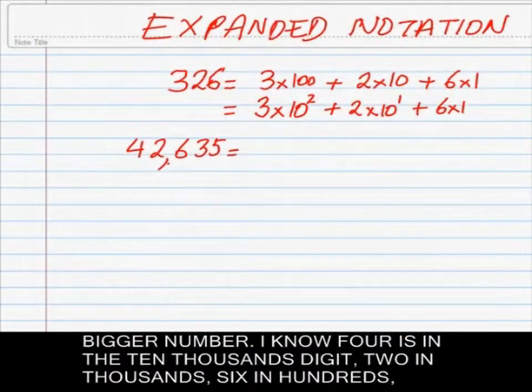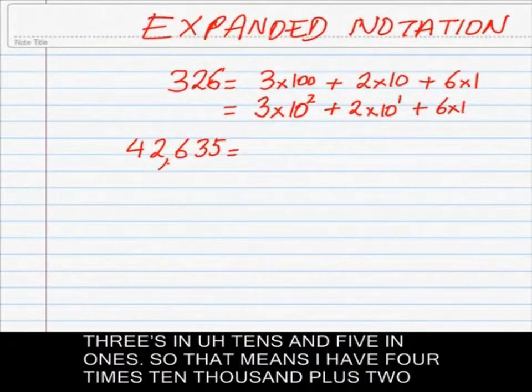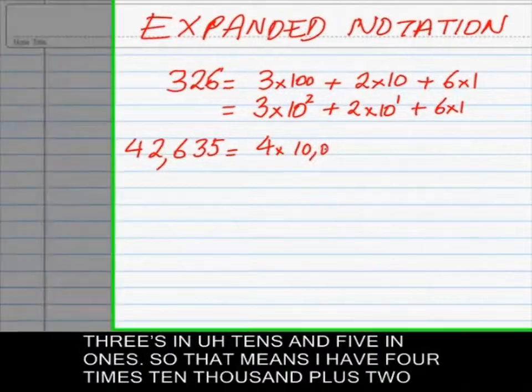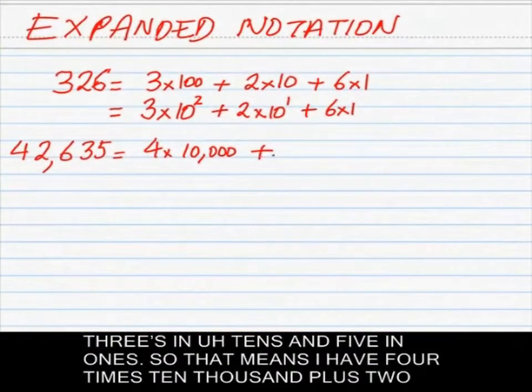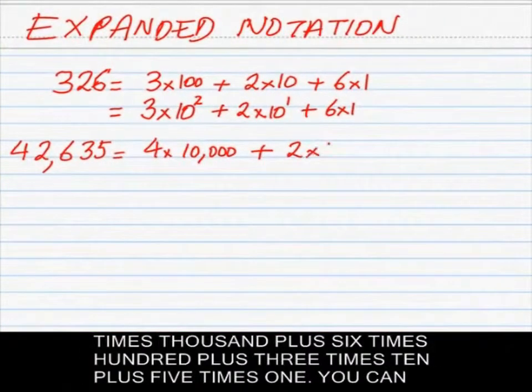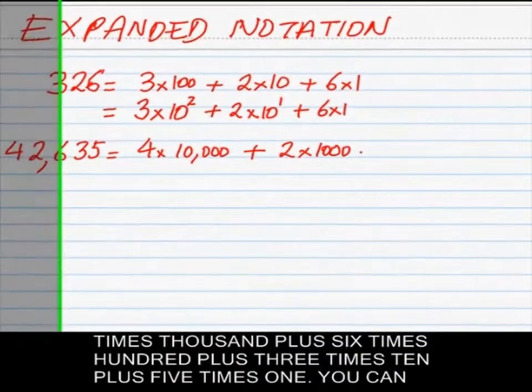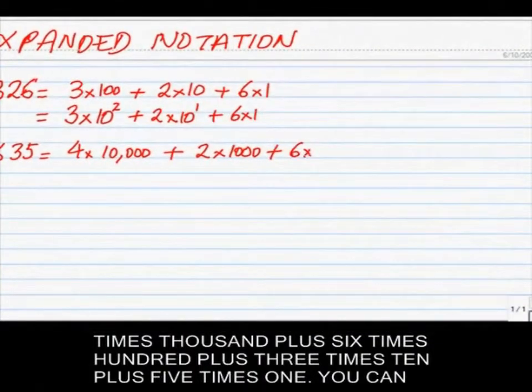I know 4 is in the 10,000s digit, 2 in thousands, 6 in hundreds, 3 in tens, and 5 in ones. So that means I have 4 times 10,000 plus 2 times 1,000 plus 6 times 100 plus 3 times 10 plus 5 times 1.